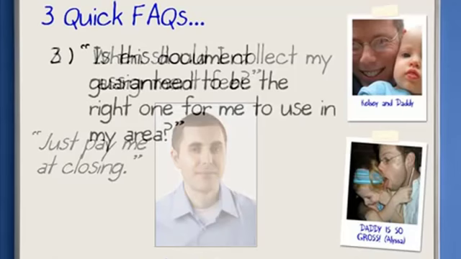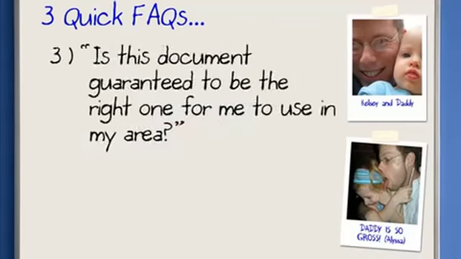Question number 3, is this document guaranteed to be the right one for me to use in my area? No, it's not guaranteed. As I said in my disclaimer, you need to check with your local area. You need to ask another local investor, maybe take a look at their agreement or have them look at this, or just run it by your local real estate attorney for an opinion to be as sure as you can be about this. You're welcome to use my assignment contract, but use it at your own risk.